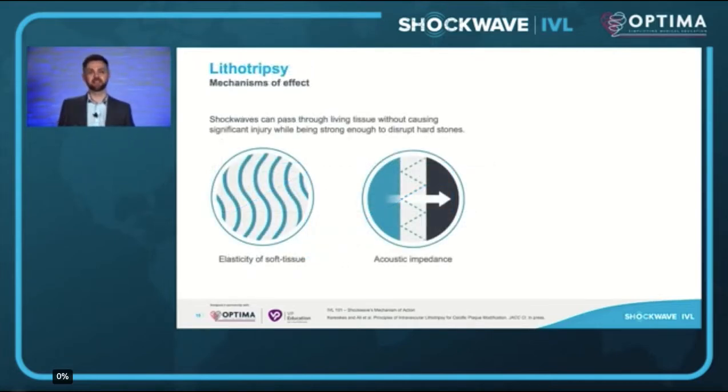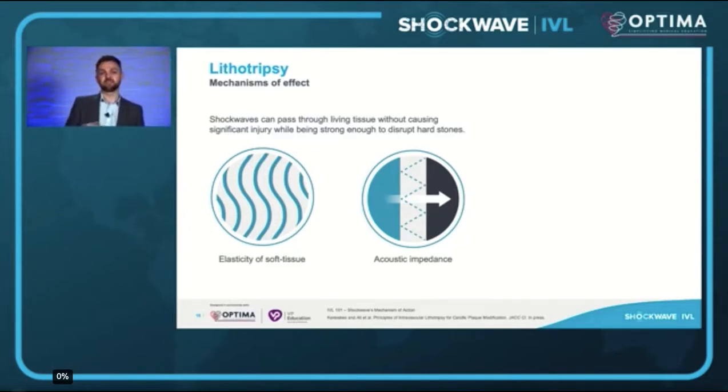Okay, so in terms of mechanisms of effect, we've used shock waves in renal lithotripsy since the early 80s. This came about following the discovery that shock waves can pass through living tissue without causing significant injury while being strong enough to disrupt hard stones. And this is predicated on two key things. First, the elasticity of soft tissue allows even very high amplitude pressure waves of short duration to pass through without causing harm. And second, when a shock wave encounters a tissue interface, disruptive forces are produced if there's a big acoustic mismatch.